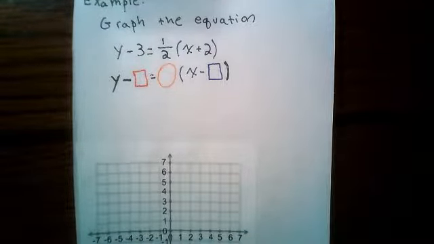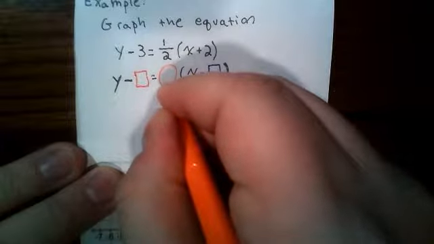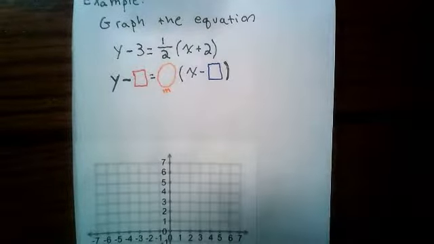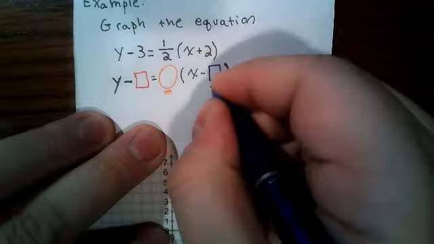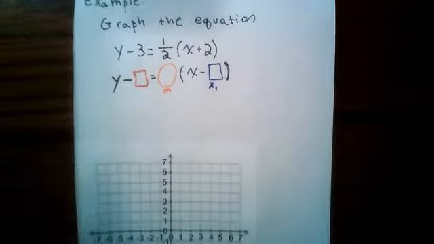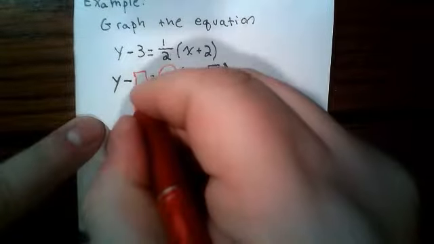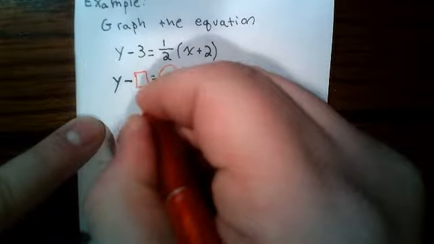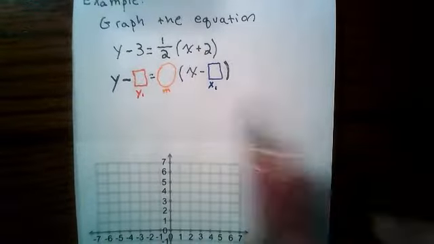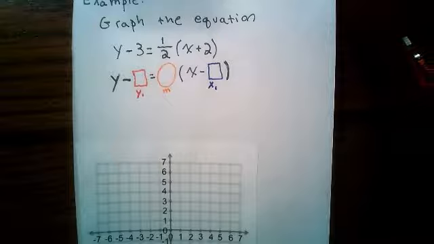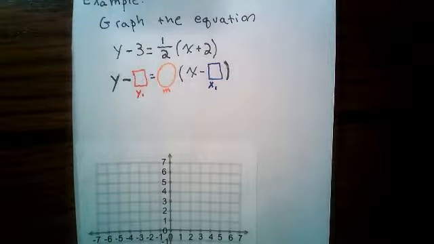So in my point slope form, this is my slope. This is my x1. This is my y1. Okay, so if you just always make these ovals and these squares, it's really going to help you with the graphing part.